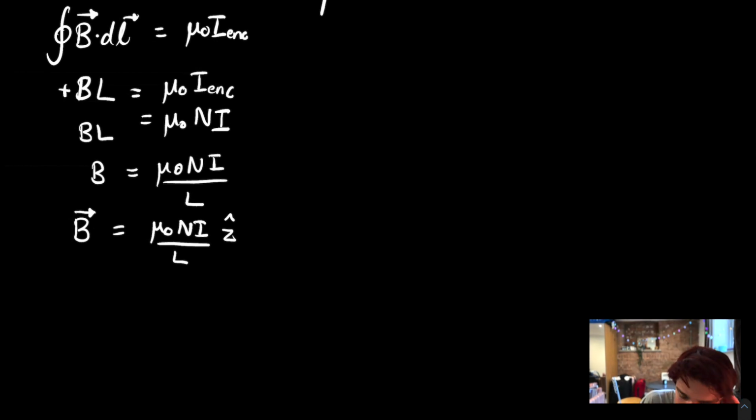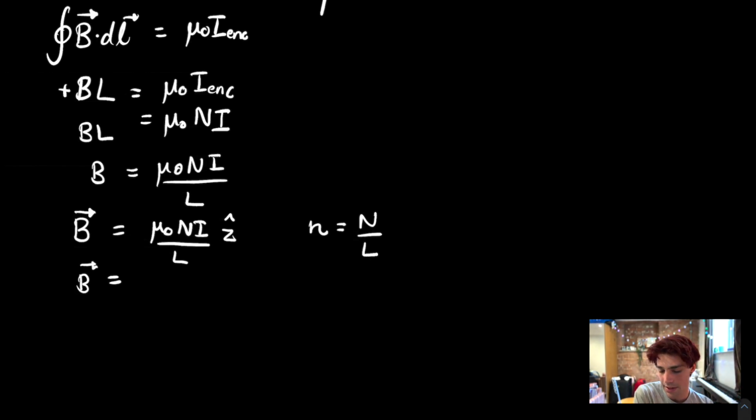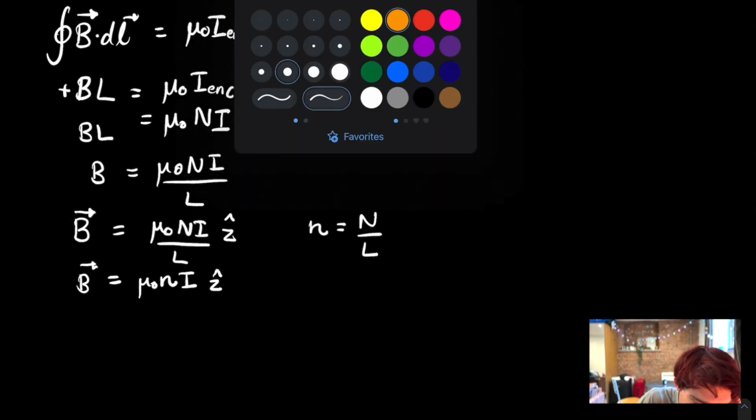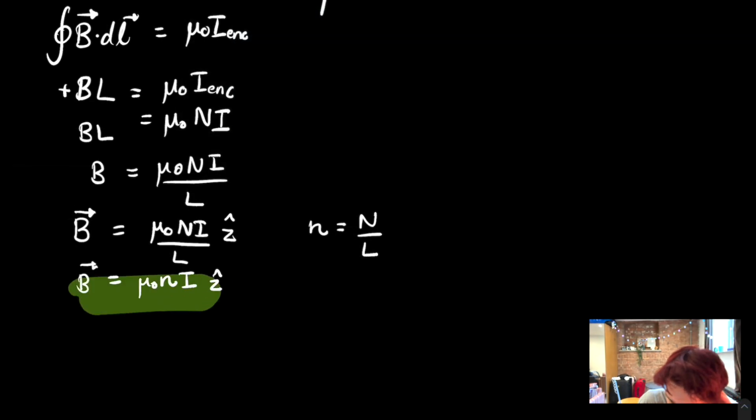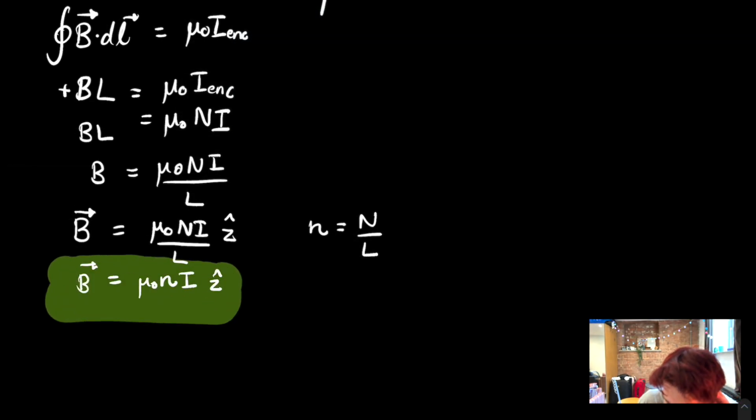However, it's more common to express this N over L as the number of turns per unit length, which we'll use lowercase n for. And this is just the number of turns per meter, essentially. That's a better way of writing it, just because you then don't have to count each individual turn. So we're just going to get mu naught times n times I right there. And this is our final result. So this is the magnetic field that is produced inside a solenoid.